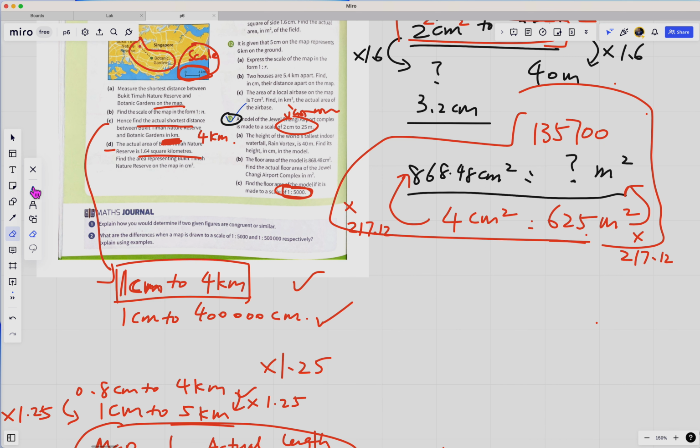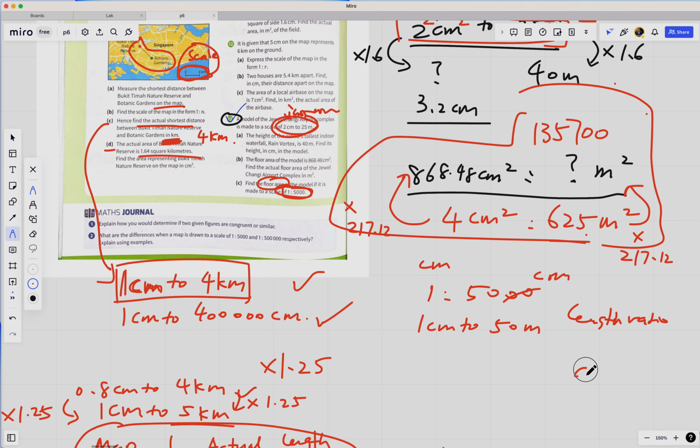With this scale, which is 1 to 5,000, I hope you know this is 1 cm to 5,000 cm. You need to convert it to cm to meter. So you convert to meter will be 50 meter, because you divide by 100. So 1 cm to 50 meter, this is the length ratio. And they ask for the floor area, so I need to get it into area ratio.